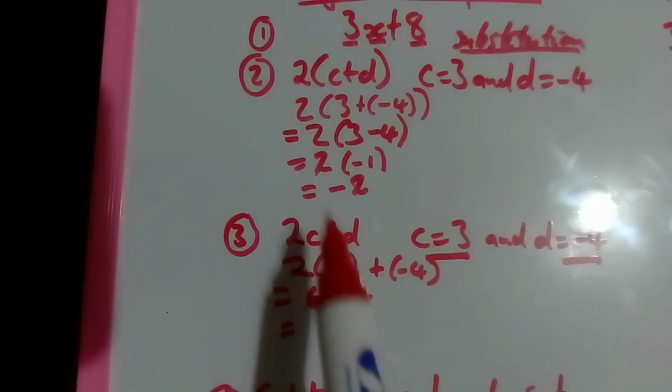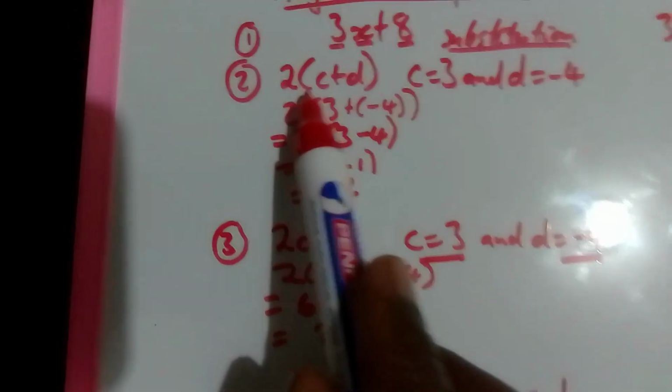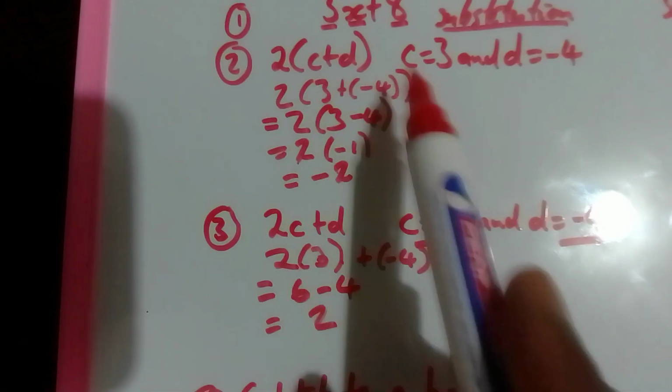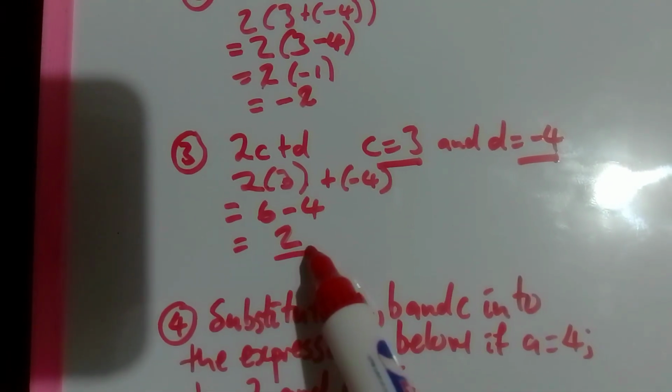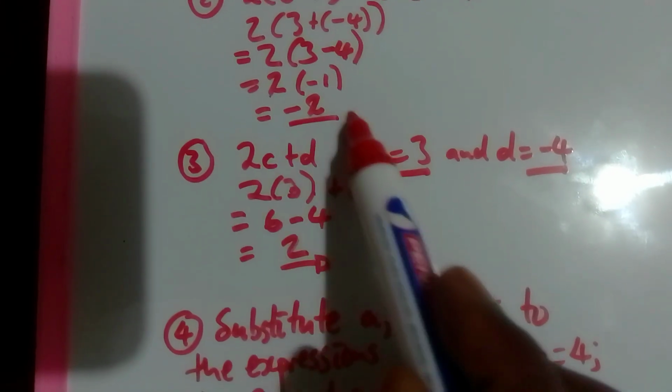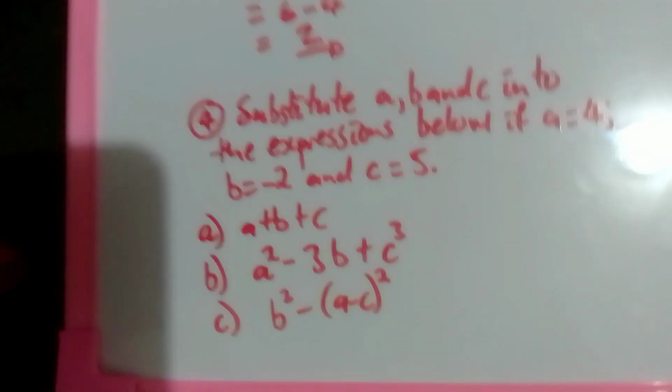2. Observe, these 2c plus d and 2 open bracket c plus d might have looked like they're the same, but they are not. We can see with the values that we are getting, the answers that we got, right? All right, now let's go to some further calculations.